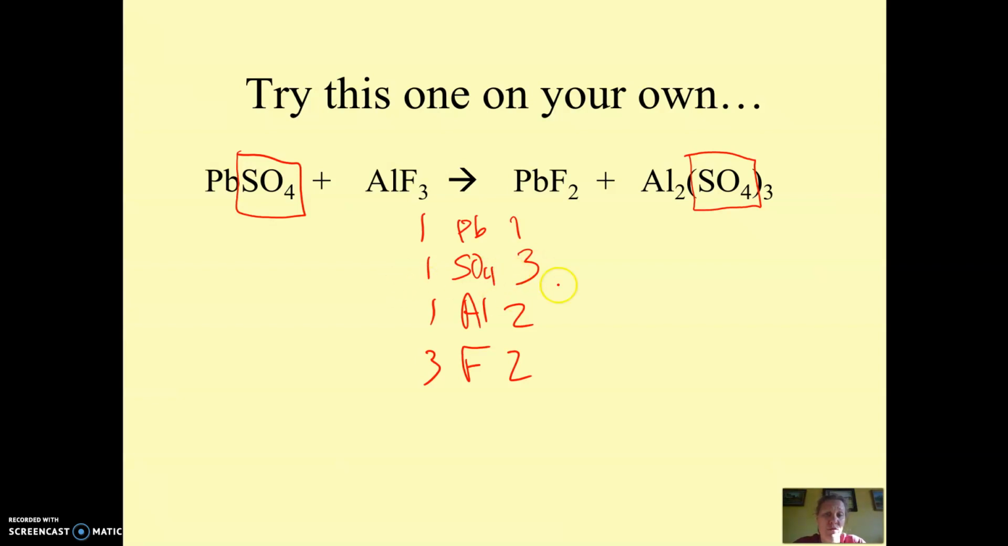So then look, the SO4s are off. So what do I do? I go over here and put a 3. And that makes this 3 and this 3. And I messed up the Pb, so I put a 3 over here. And that makes that 3 and that 6.